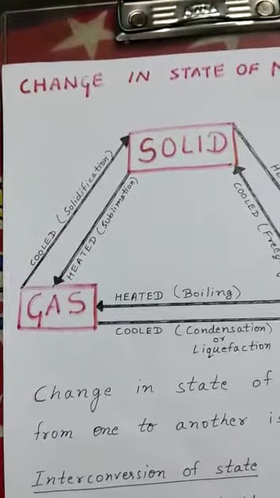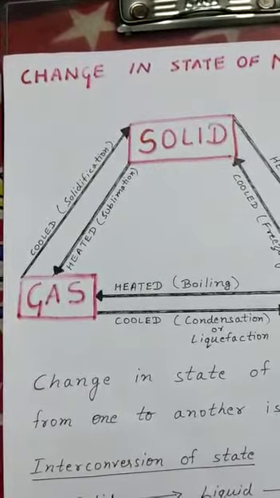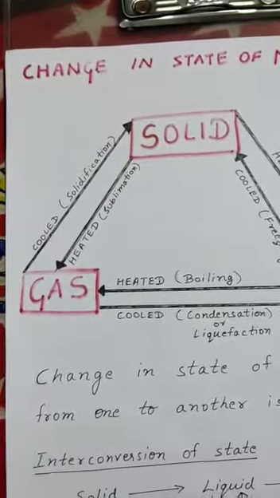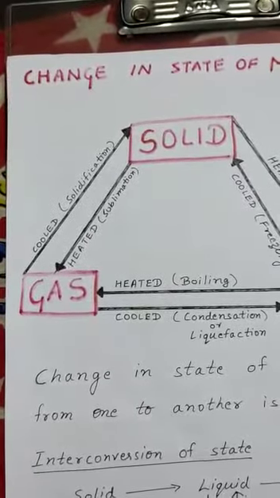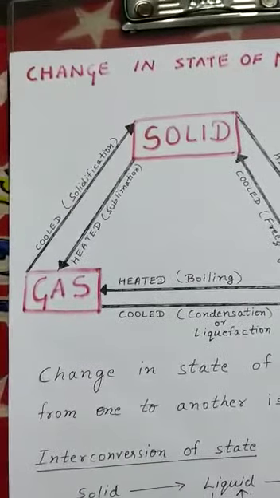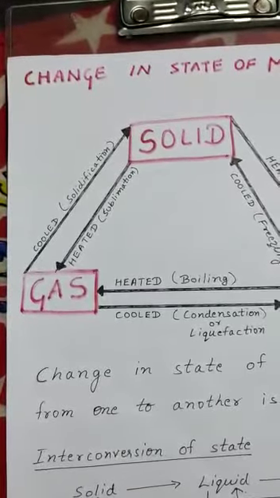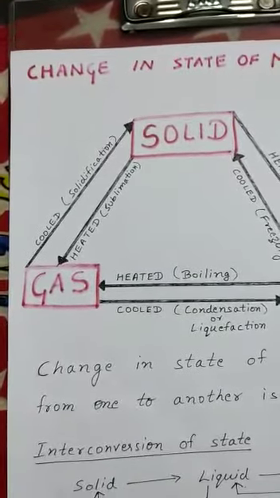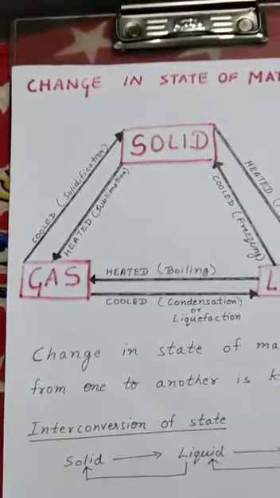And when the vapors of these substances are being cooled, they directly solidify into solid, and the process is known as solidification. So this is the third type of interconversion, where solids directly change into gases and gases directly change into solid when cooled, and all these changes take place at a particular temperature.